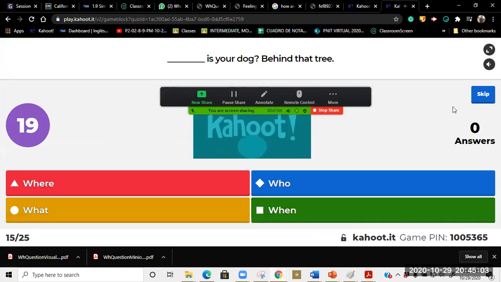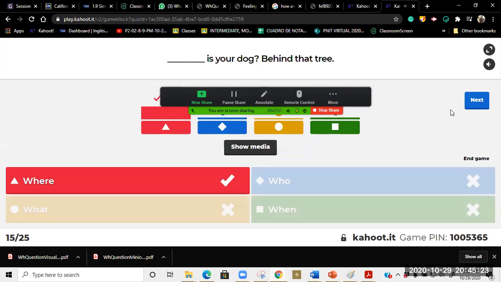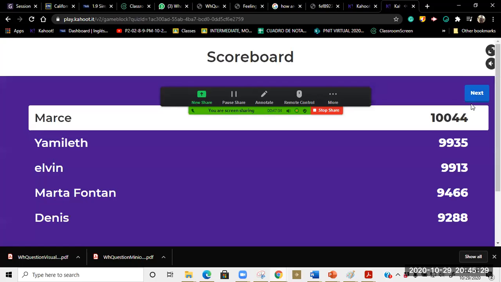Is your dog behind the tree, detrás del árbol? Where is your dog? Where? ¿Dónde? Where is your dog? Aquí la W, where. Where is your dog? Where? Very good. ¿Dónde? Behind the tree. Very good. Okay, good job. Good job, guys.